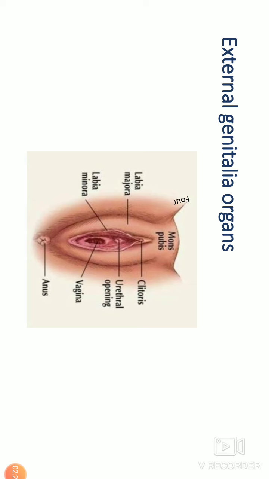Mons pubis. See here, it is mons pubis. It is the pad of subcutaneous adipose tissue lying in front of the pubis and is covered with hair. Then here is labia majora. See, the outer fold, it is labia majora. Labia majora are two thick folds of skin.